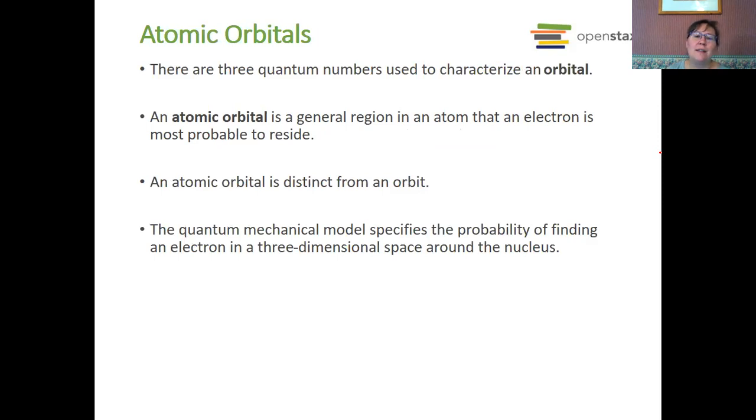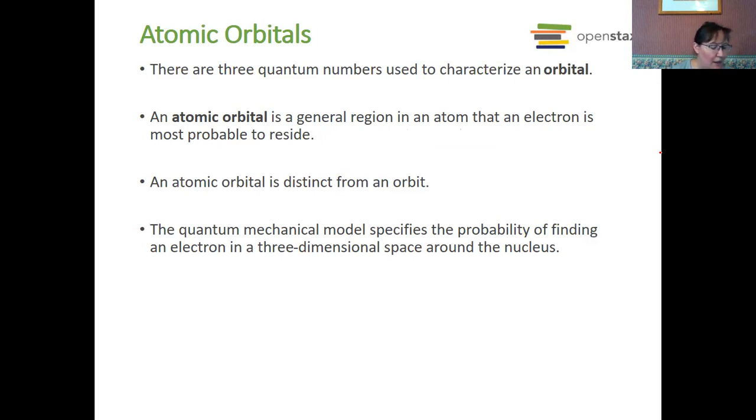Okay, so that brings us to atomic orbitals. There are 3 quantum numbers used to characterize an orbital. An orbital is a general region in an atom that an electron is most probable to reside. An atomic orbital is distinct from an orbit. It is not the same thing as a planetary orbit. The quantum mechanical model specifies a probability of finding an electron in a 3-dimensional space around the nucleus.